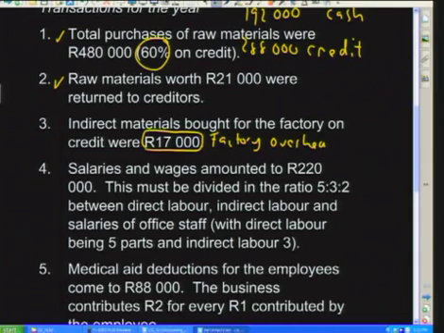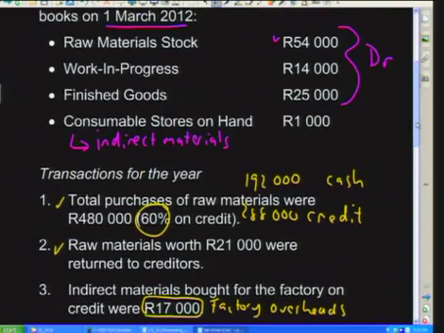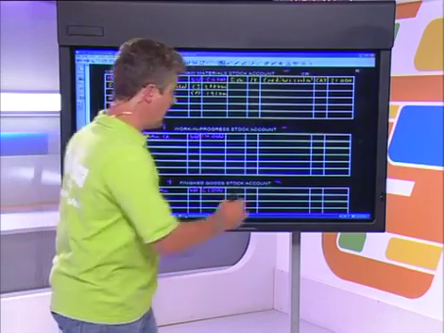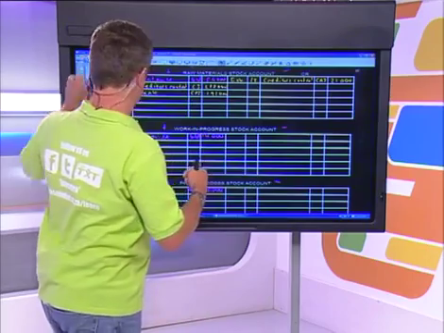And we know that this is going to go in our factory overheads or our manufacturing overheads. But if you remember at the beginning, we had a balance of 1,000 Rand. These were consumable stores on hand from the end of last year. So we had those 1,000, and then we bought an additional 17,000. Those were going to be used in our factory as factory overheads. So let's put that information in our factory overheads account.